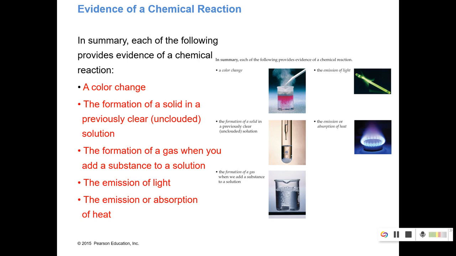Emission of light. This is like a glow stick, and you can see in the picture it's a glow stick. But you know, when you crack a glow stick, you hear a slight crack. That's because there's a glass tube inside the glow stick that releases the substance inside the tube, and they react, and when those two substances react, they give off light. And then either the emission, which is giving off, or the absorption, which is taking in of heat. Sometimes when you conduct reactions, they will feel hot or they will feel cold. This is what we're talking about.